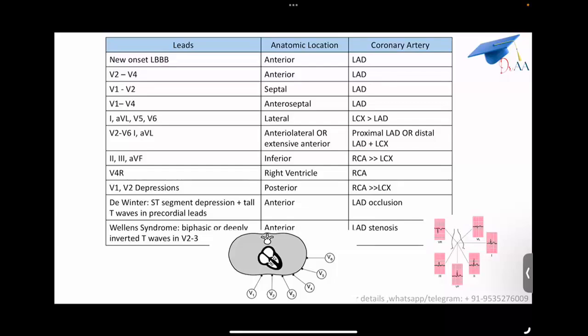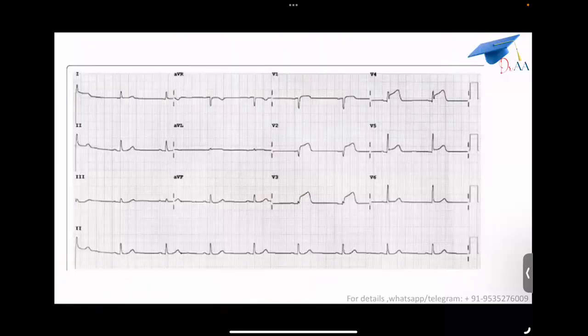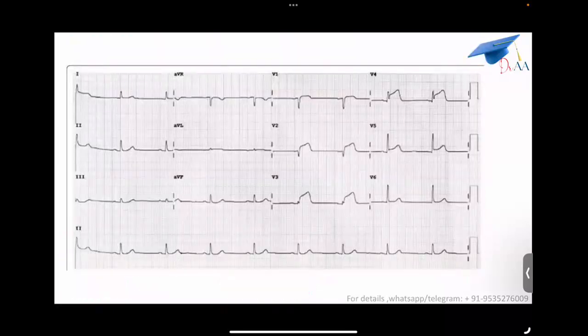So what kind of questions appear in the exam? They will give you an ECG, for example this kind of ECG, and ask you to diagnose. You need to tell whether it is a septal wall, lateral wall, inferior, anterior, or anterolateral MI. They'll ask whether it's an anterior wall MI, inferior wall MI, lateral wall MI, or anteroseptal wall MI. You need to diagnose depending on the ECG findings, the ST segment elevation, what you're looking at.